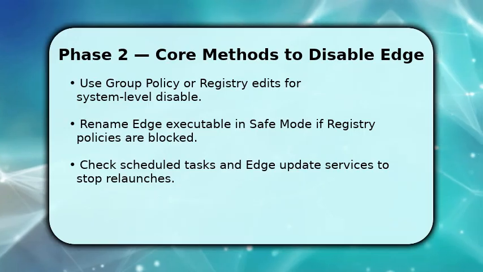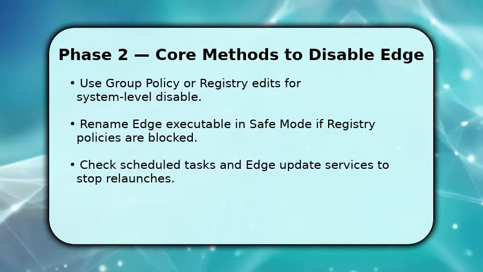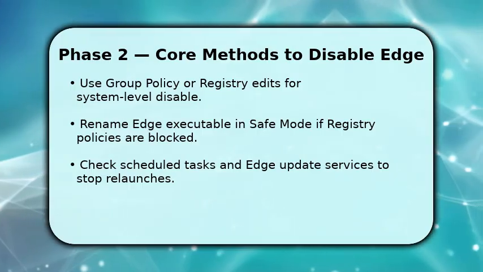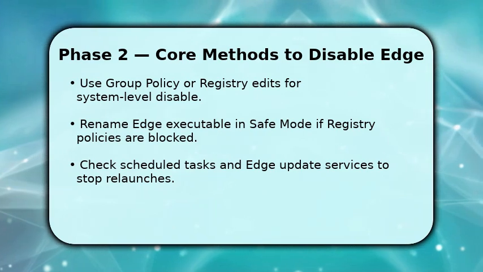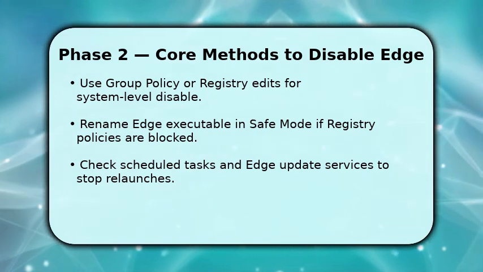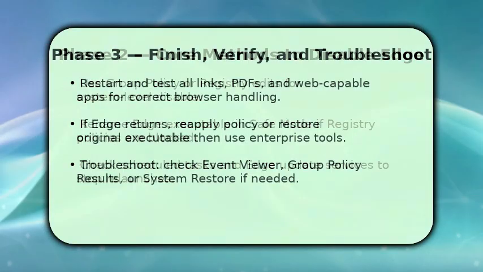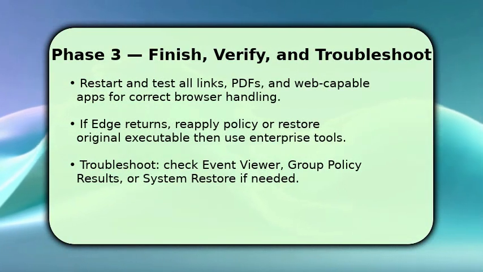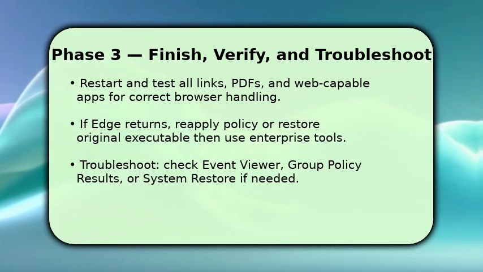If policies are restricted, boot safe mode and rename the Edge executable to block automatic launches, and then restore it if needed. Also, stop Edge-related scheduled tasks and disable Microsoft Edge update services so the browser does not reinstall or relaunch. You finish by restarting and verifying that links, PDF, and other web-capable files open in your chosen browser. This confirms the disable worked.